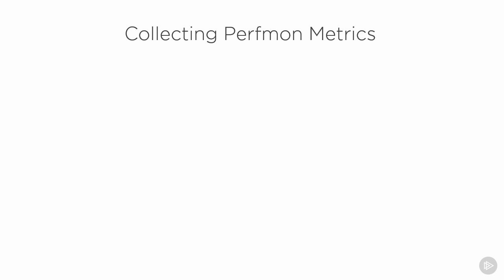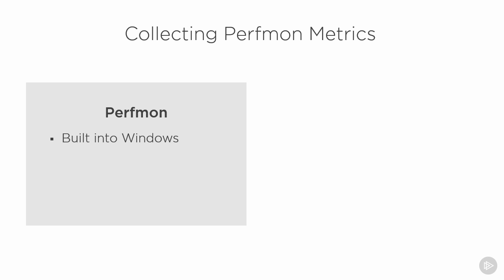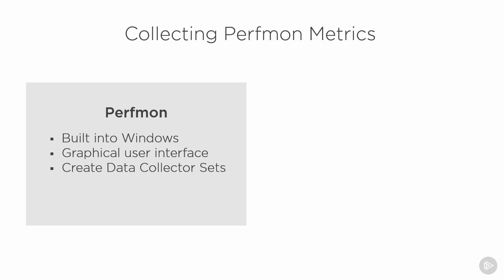So there's a couple different ways to collect Perfmon metrics. First is the Perfmon tool itself. As you may know, it's built right into the Windows operating system. You don't have to install anything. It uses a graphical user interface, and this is very handy for people that like to just click and choose, and you don't really need to be a programmer at all. What you do is you create these data collector sets. That's how you collect the performance data in the background. You can use either predefined templates or you can manually add your own counters depending on your needs.